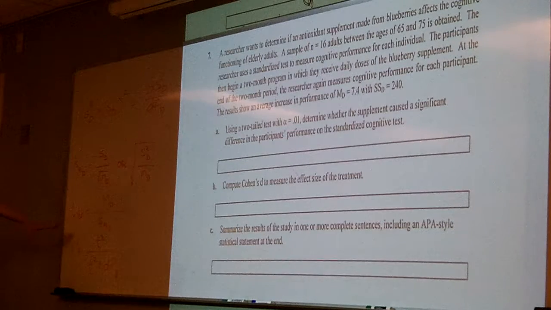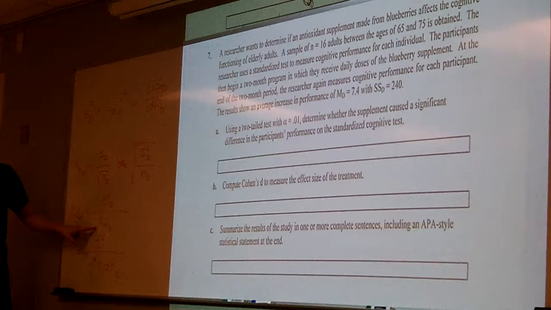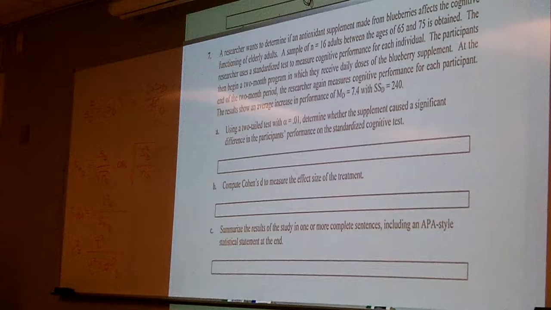All right? So my t observed is my mean difference over my estimated standard error of the difference. I told you the mean difference is 7.4. We know the estimated standard error of the difference is 1. So 7.4 divided by 1, positive 7.4, right? So my t observed is 7.4. Now I need a critical value.